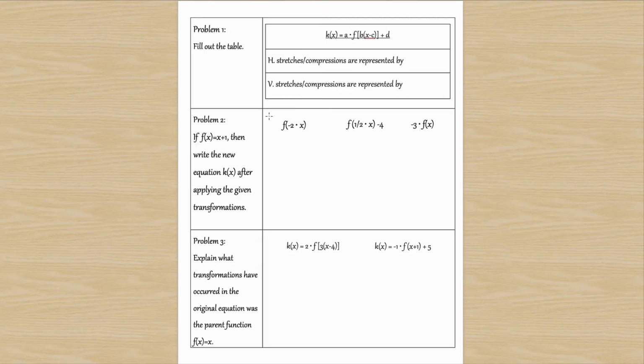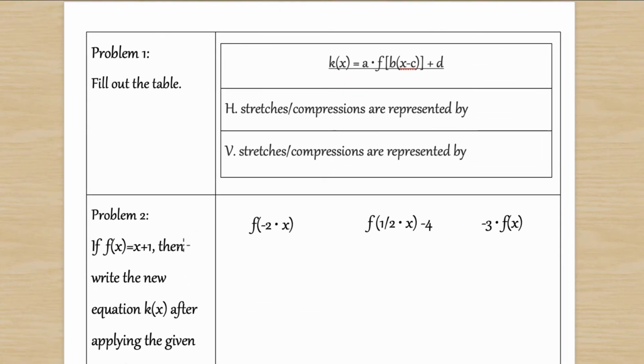So here are our practice problems. Problem 1 says to fill out the table, and at the top of the table it gives us the base equation for a transformed function: k of x is equal to a times f of b times x minus c, plus d. In that equation, horizontal stretches and compressions are represented by the variable b, and vertical stretches and compressions are represented by the variable a.